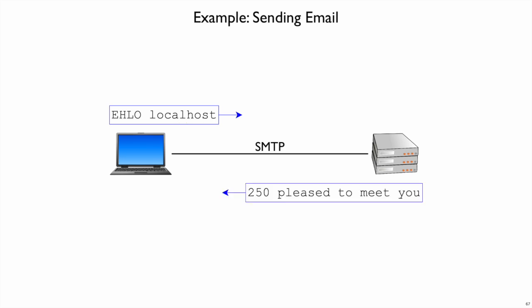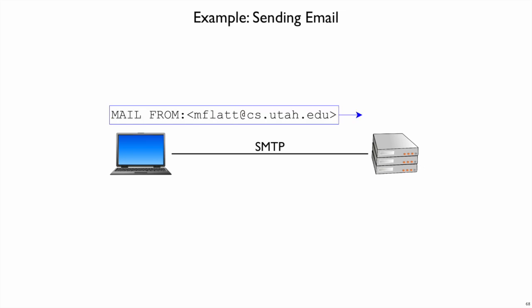In response to EHLO, the server is supposed to respond with 250, and then some text after that, which is often something like pleased to meet you, or hello, thanks for connecting, or I'm ready to listen to you more. And then a client will send something that has the format MAIL FROM colon and then a mail address. The server will receive that and decide whether it's okay for it to send mail with that from address. Maybe the server is not willing to impersonate just anyone, but it wants to check that it's sensible so that other mail services it contacts don't get mad at this server. And so it's going to say, okay, I'm willing to send mail as mflat@cs.utah.edu.